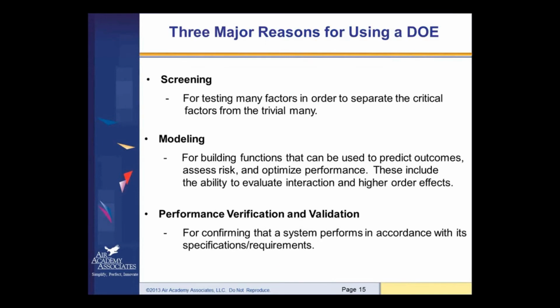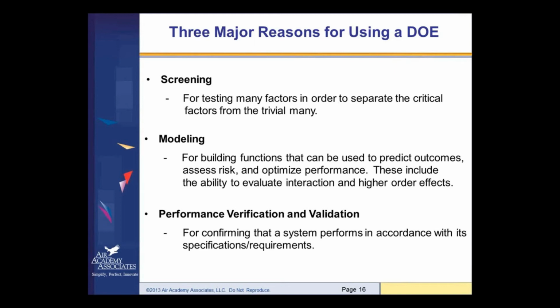So that's the key. I'm going to speed up here a little bit. DOE, those are some of the basic underlying principles. DOE can be used to screen, model, and perform verification and validation or confirmation testing. Those are the three primary reasons we use DOE. Screening is separating out the critical few from the trivial many factors. We've got to find out which of the factors are important, which ones are not. Modeling allows us to actually build a mathematical relationship, a mathematical model, or a function. Sometimes we call these transfer functions.